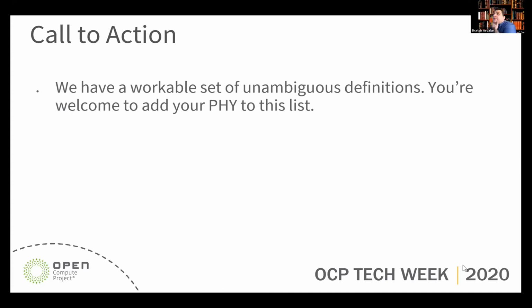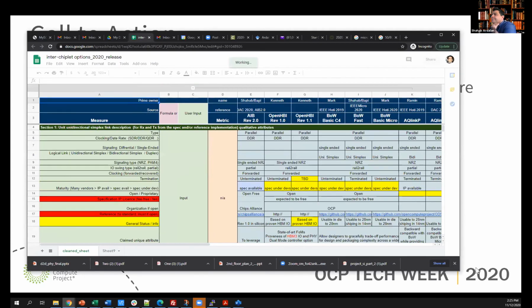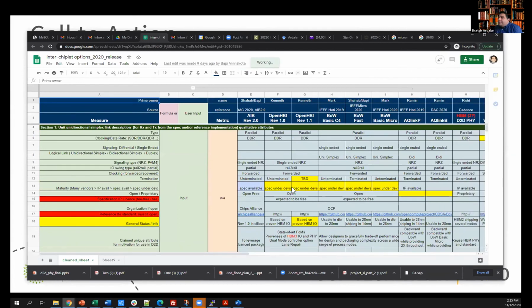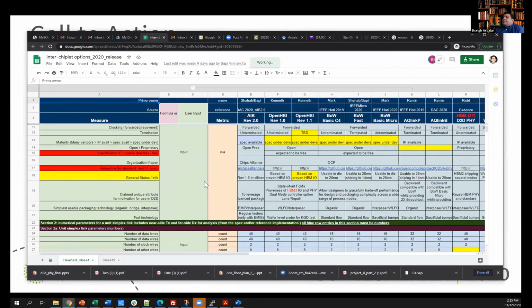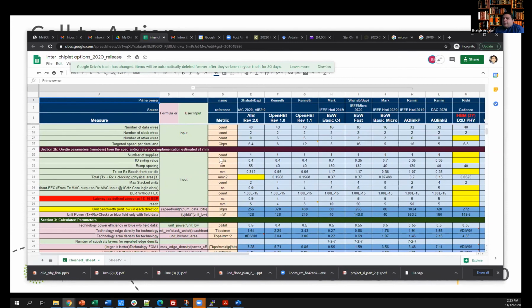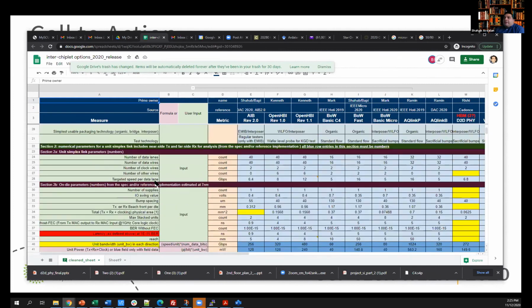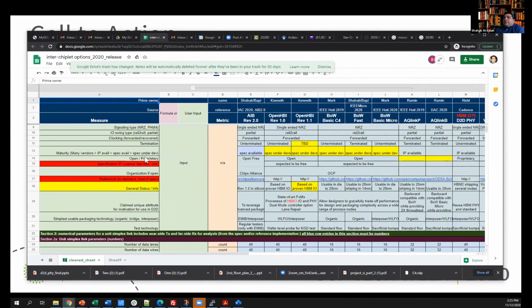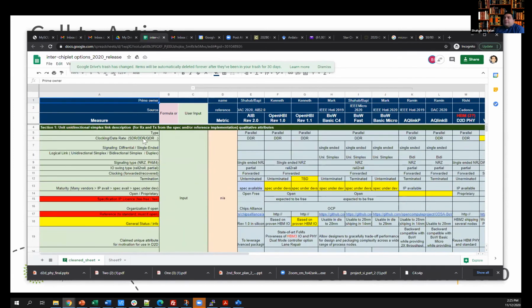Did you guys see my screen? Yes, we do. This is basically all the information that we captured so far. You see that every row has different parameters. Some of them we didn't mention, for example, IO swing, how much the swing is, and the bump spacing. All this data in green is the information that we need from the vendor or provider of that link.